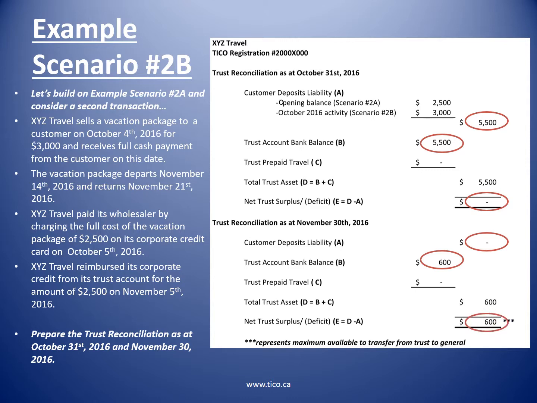This means that the $600 surplus that was calculated represents the maximum amount of funds that can be transferred from the trust account to the general account, which in our example happens to be the full amount of the trust account bank balance.